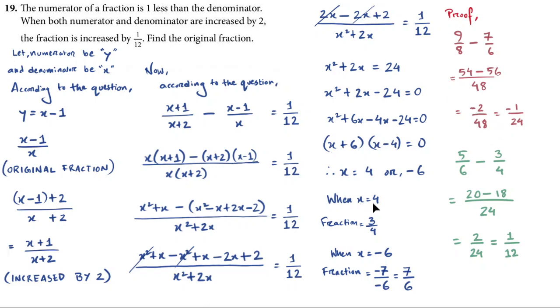Now let's try the other one, which is 3 by 4, and this is the fraction we get when we use the value for x, which is 4. So 3 by 4 is the original fraction, and if we increase both by 2, it becomes 5 by 6. And if we subtract 3 by 4 from 5 by 6, we get 20 minus 18 by 24, or 2 by 24. And if we simplify this one, we get the value which is mentioned in the question, which is 1 by 12. So that means we can only consider this fraction as the answer to this question.